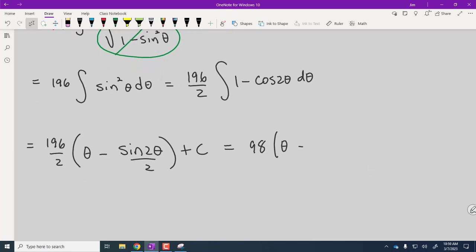So we need to use another trig identity. We know that sine of 2 theta is, some of you said it, 2 sine theta cosine theta. Double angle for sine. The 2's will cancel with the denominator, so we'll end up with minus sine theta cosine theta.